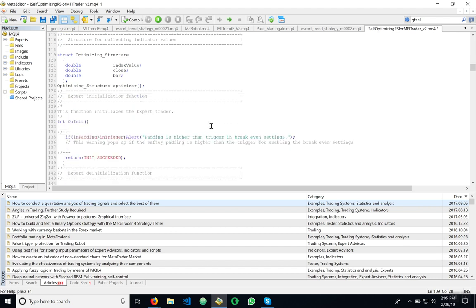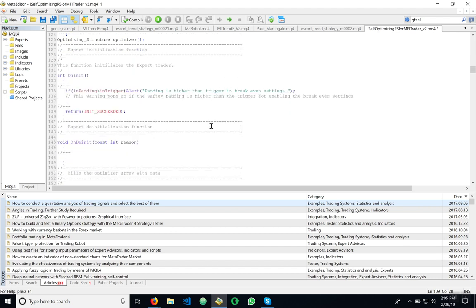Now let us move on to the functions of this trader. This first off is the initialization function, and what this does is that it unloads into the expert trader, the MetaTrader, it initializes the trader and loads all relevant values into memory. This warning alerts you that if the safety padding is higher than the trigger, then it will enable the break-even settings.